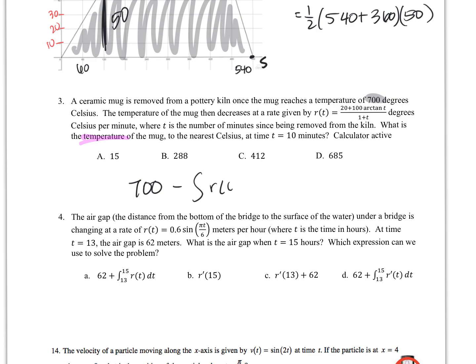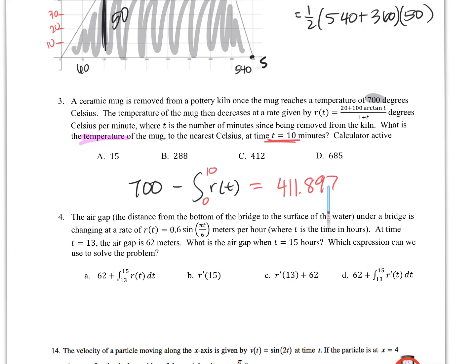I'm not going to rewrite R of T, I'm just going to literally write R of T. I'm not going to rewrite that entire formula. And then what are my bounds going to be? Yeah, 0 to 10. Good job. Let's go to our calc. We got to make sure that we're in radians mode, and I'm going to do 700 minus the integral from 0 to 10, and I really want to practice typing this one in, because how do we do arctan? It's inverse tan, second tan. Yeah, inverse tan. You got it, buddy.